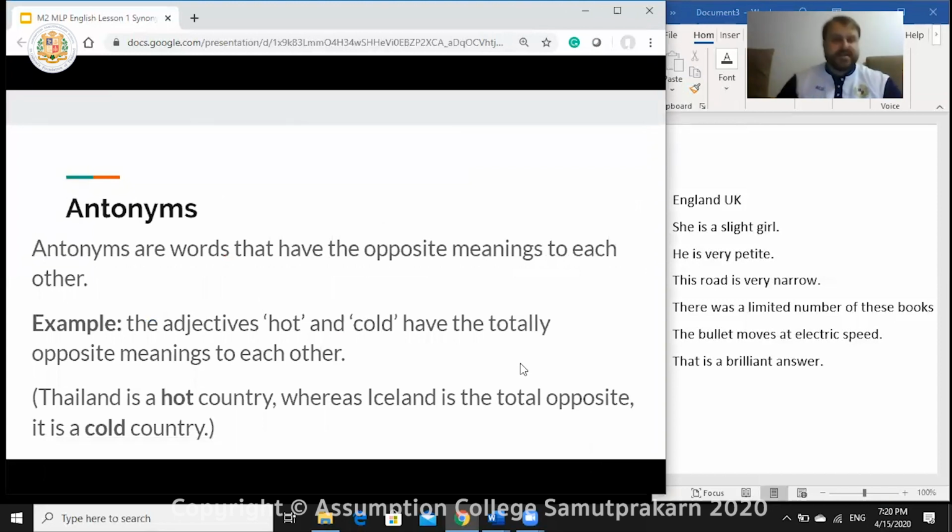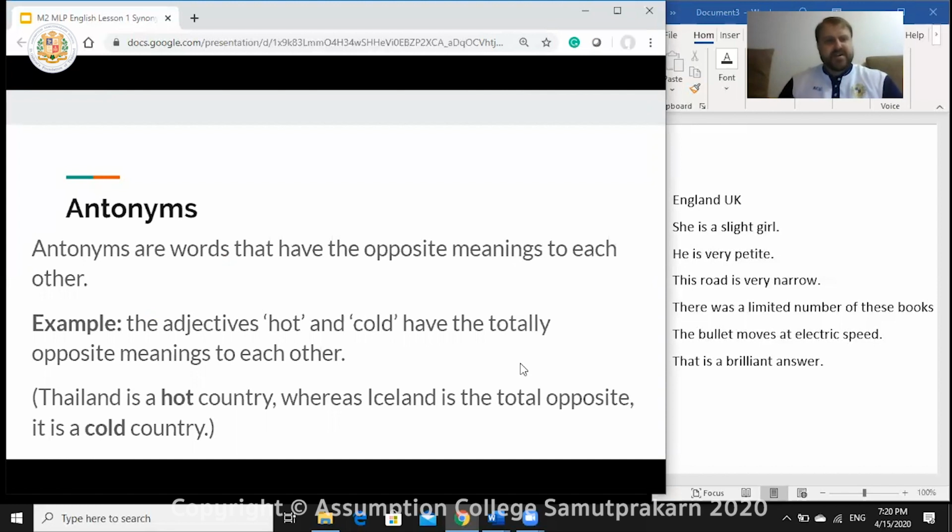What are antonyms? Antonyms are words that have the opposite meaning to each other. Okay, two words, different meanings, totally the opposite, totally different. Like black and white are the total opposite.